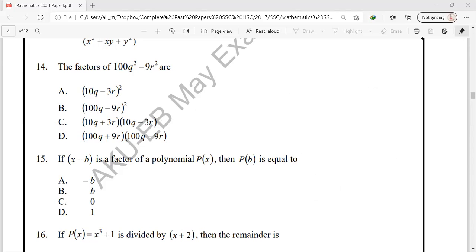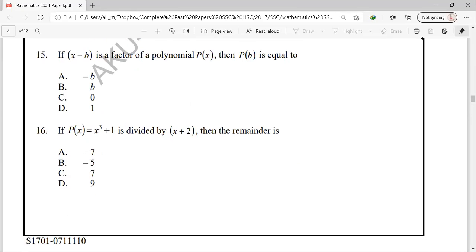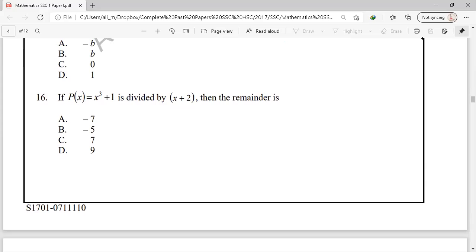So let's see question number 16. In question number 16, we are given a polynomial x cube plus 1, and it is divided by x plus 2. So we have to find the remainder. So this means that this x plus 2 is not a factor of this polynomial. So our polynomial is x cube plus 1, and we have a divisor, that is x plus 2.